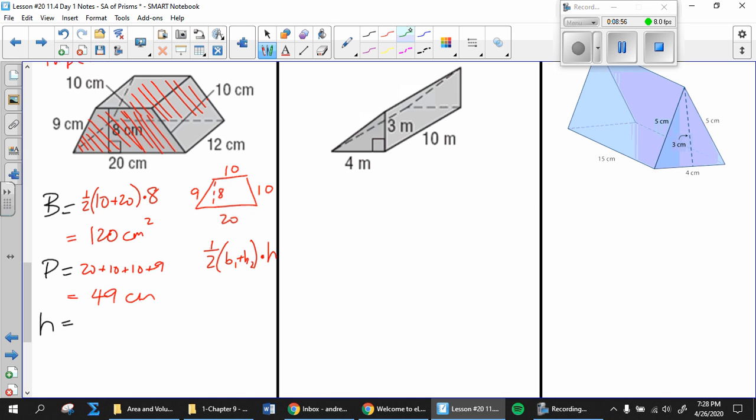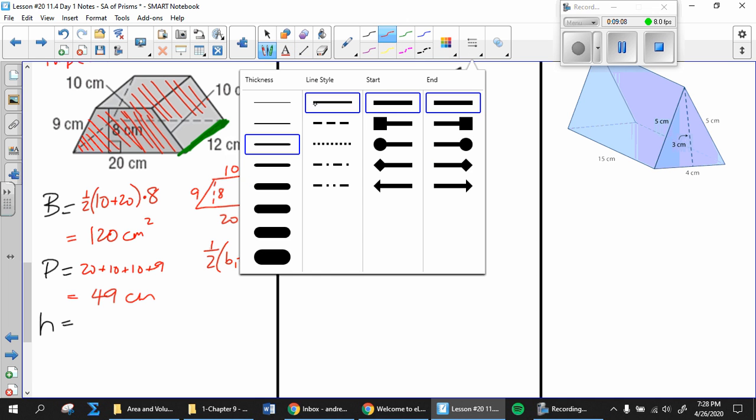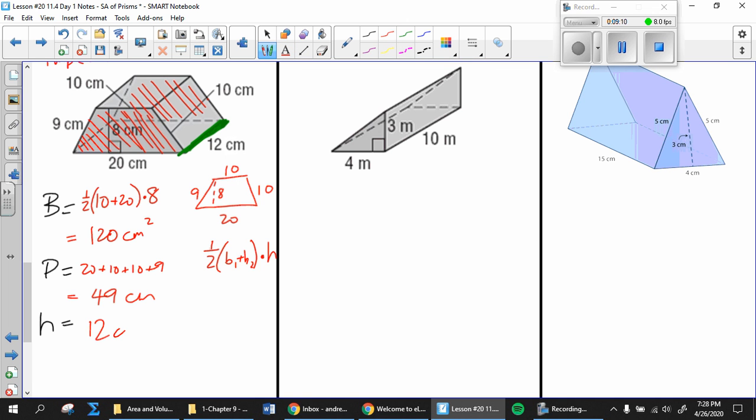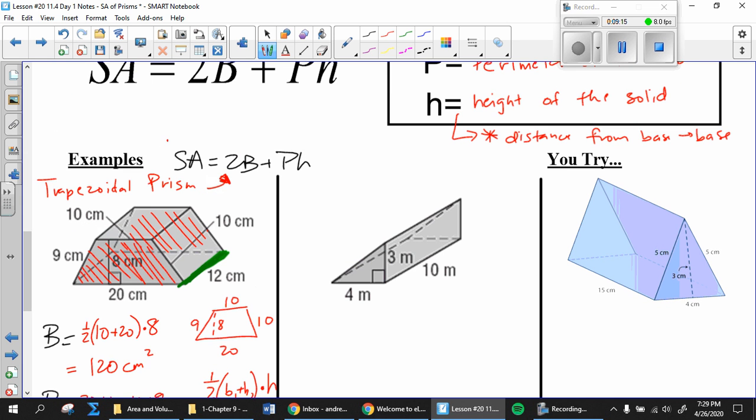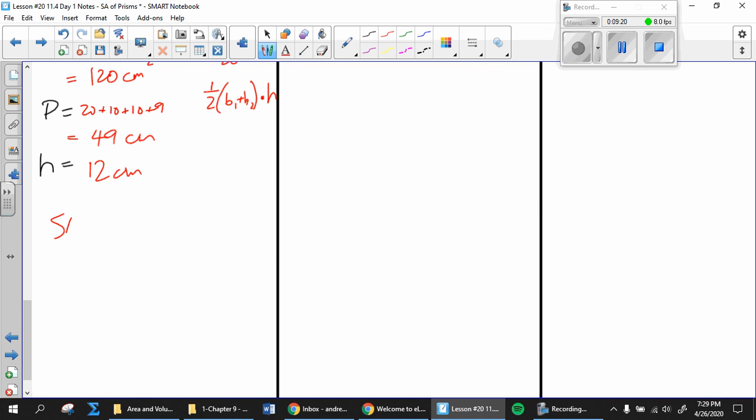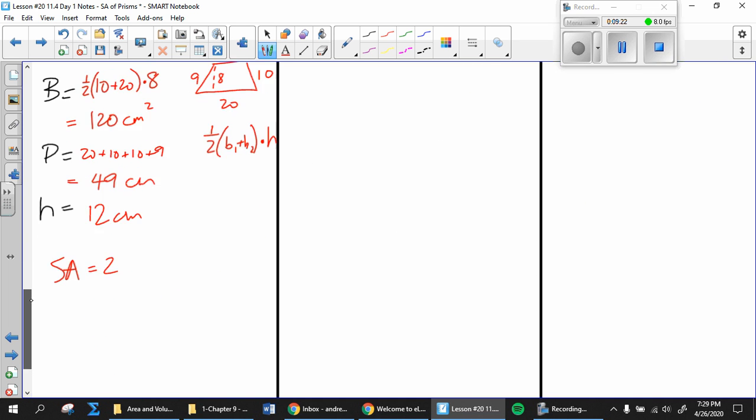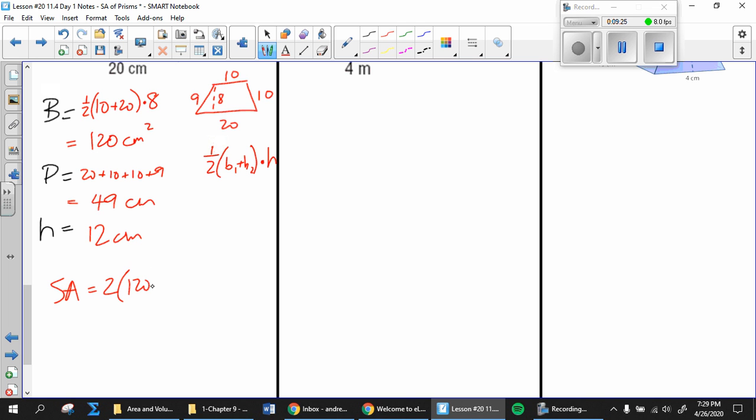Okay, and then the last thing that I have to do is H, so the distance from the front trapezoid to the back trapezoid. And so that's going to be this distance right here. And so they tell us that that is 12. So my H here is 12 centimeters. And so all I have to do now is go back up and plug all that information into my surface area formula. So surface area equals 2 area of the base, which is 120, plus P, so 49, times 12.